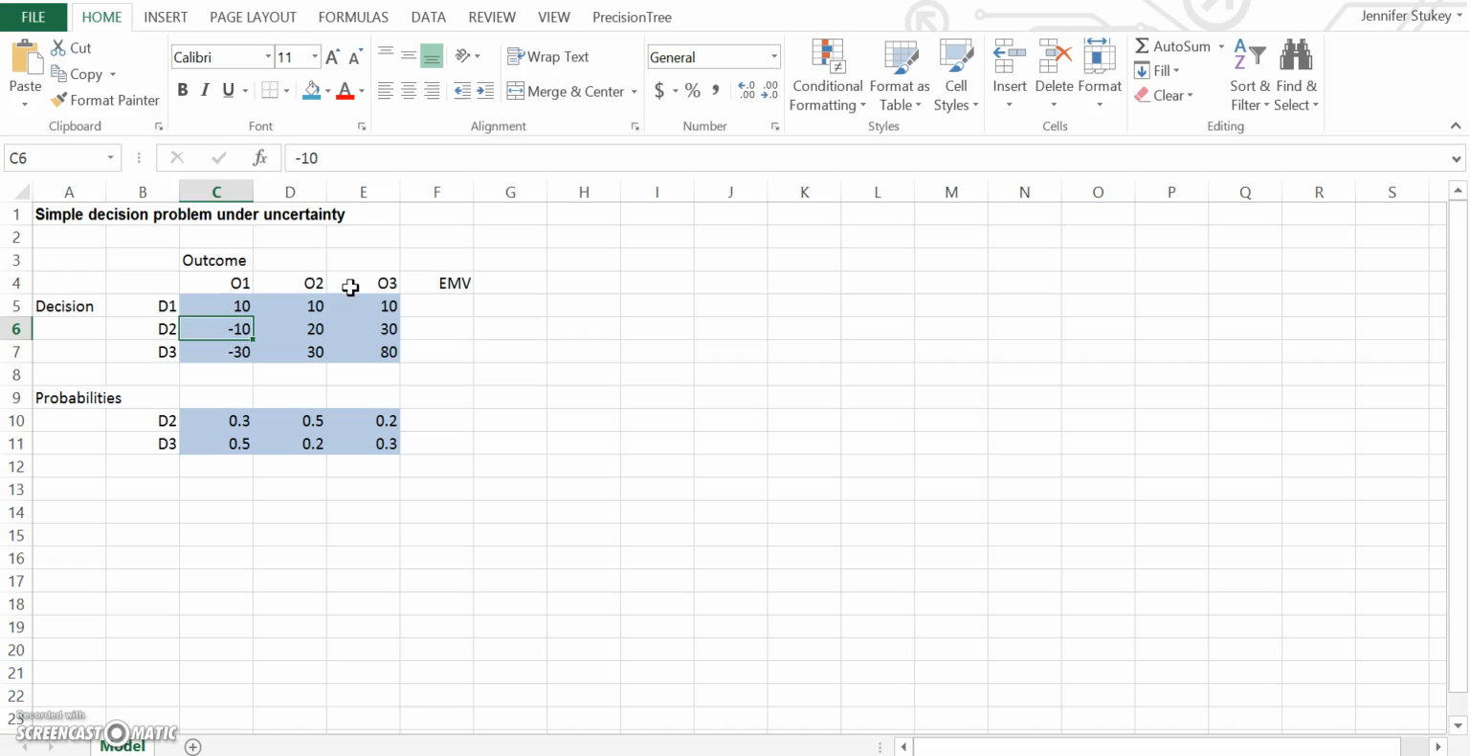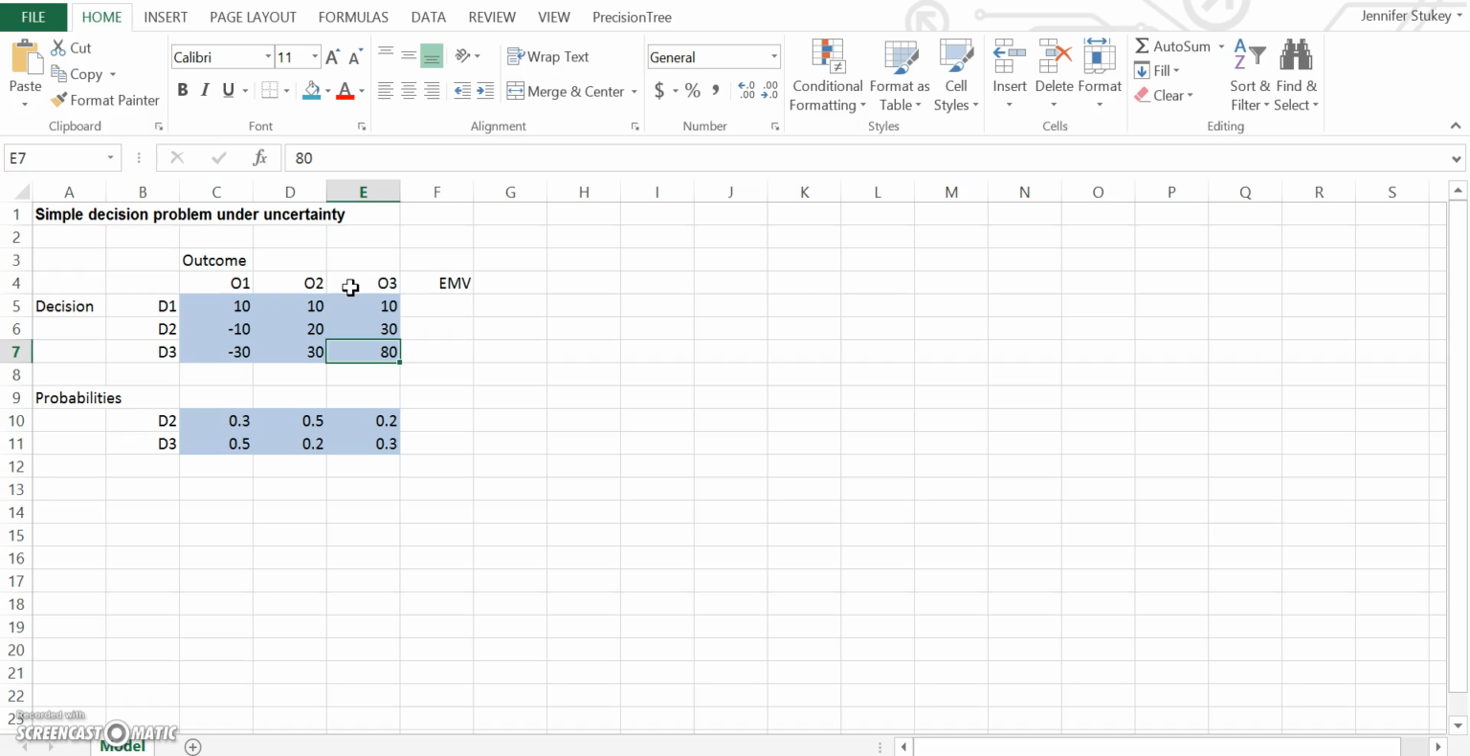Decision 2, if outcome 1 were to happen, they would lose $10. If outcome 2 were to happen, they would lose $20. If outcome 3 were to happen, they would lose $30. With decision 3, if it were outcome 1, they would lose $30. If it were outcome 2, they would gain $30. If it were outcome 3, they would gain $80.